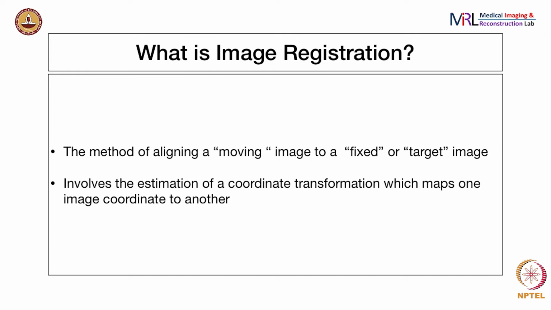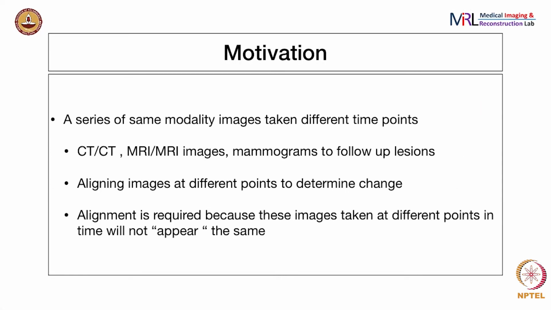This process is actually an important step in a lot of research studies as well as clinical studies before any diagnosis is made. So we briefly look at the motivation for estimating such a transform. Where are these two images coming from, the fixed and the moving image? Why are we doing this?